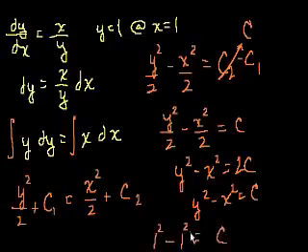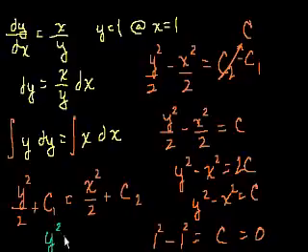Well, this is 1 minus 1, so it's 0, right? C is equal to 0. So what is the particular solution to this general equation, to this differential equation? I'll do it in green. It is y squared minus x squared is equal to 0.